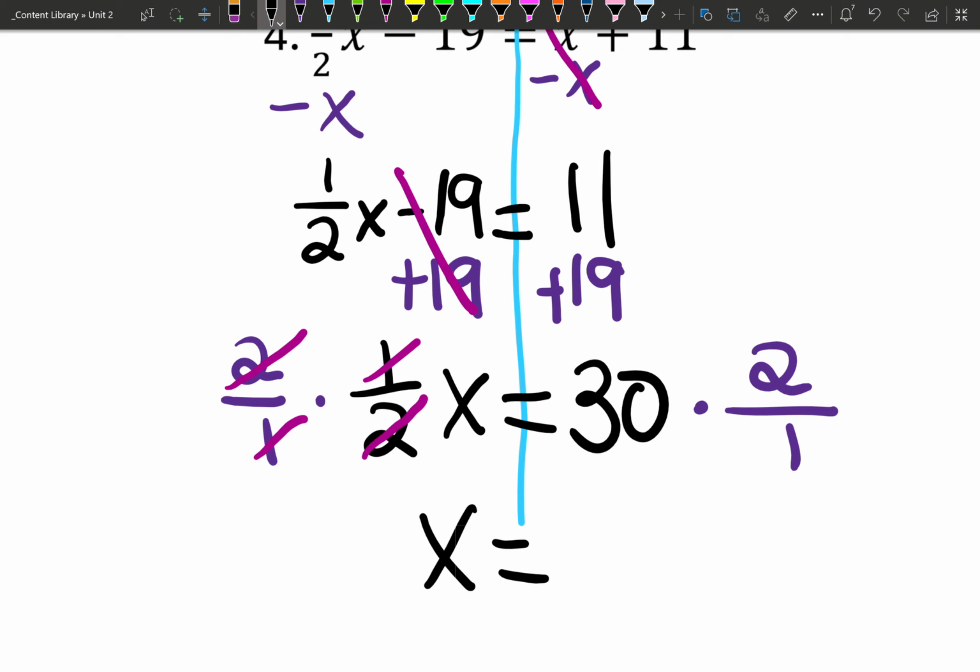On the right, you could use your calculator to do 30 times 2 over 1, or this is how I did it in my head, 30 times 2 is 60 divided by 1 is 60.